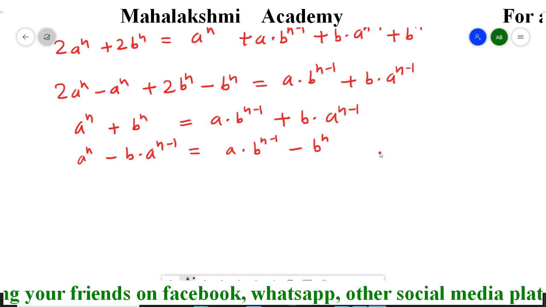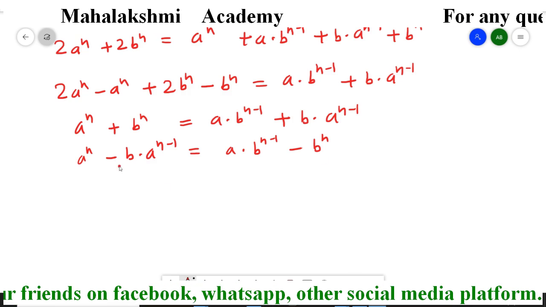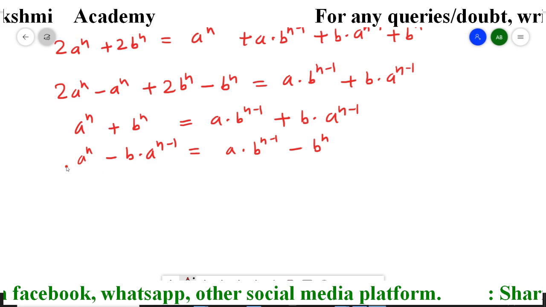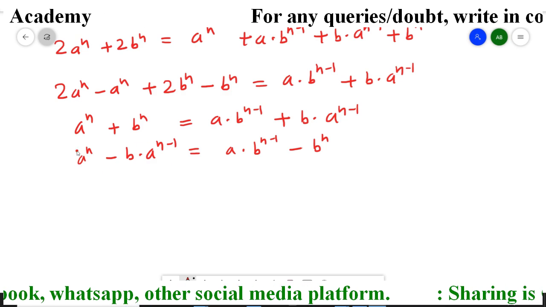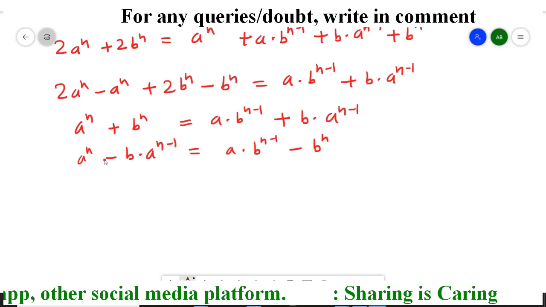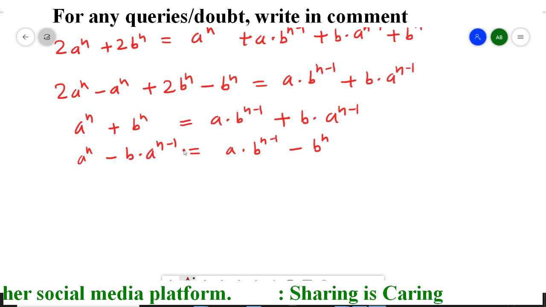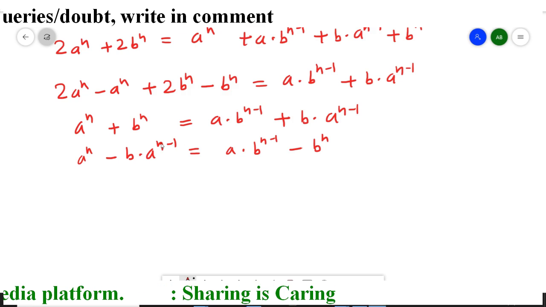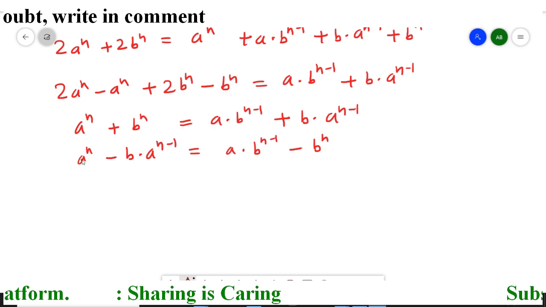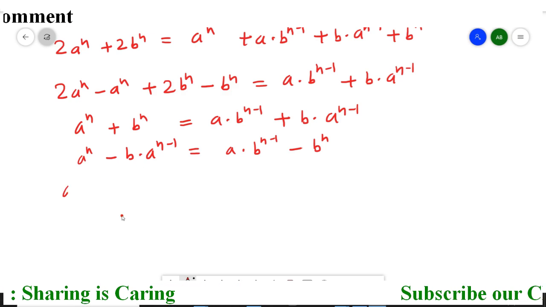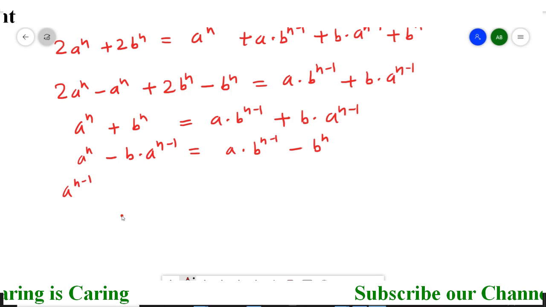Now here, when we take the common, during taking common you can take only the minimum power common. So among a to the power n and a to the power n minus 1, what is the minimum power? n minus 1 is the minimum power. So we can take only a to the power n minus 1 common. So when we take common, just take a to the power n minus 1 common.